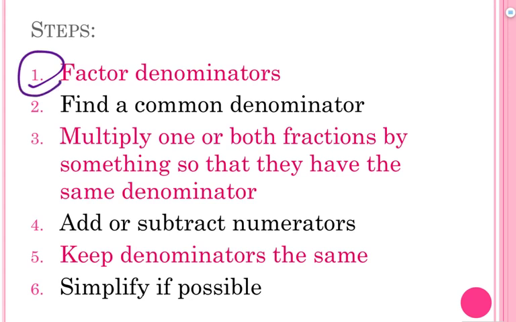In the previous videos we've learned how to simplify rational expressions by factoring the denominator, so we'll be doing that. Then you're going to find a common denominator, just like you do anytime you add or subtract fractions. You do that by multiplying one or both fractions by some number so that they both have the same denominator. Then you add or subtract the numerators. Remember, you do not add or subtract the denominators. Keep the denominators the same, and then you're going to simplify your final answer if it's possible. And you'll use the skills that we've learned previously to do that.